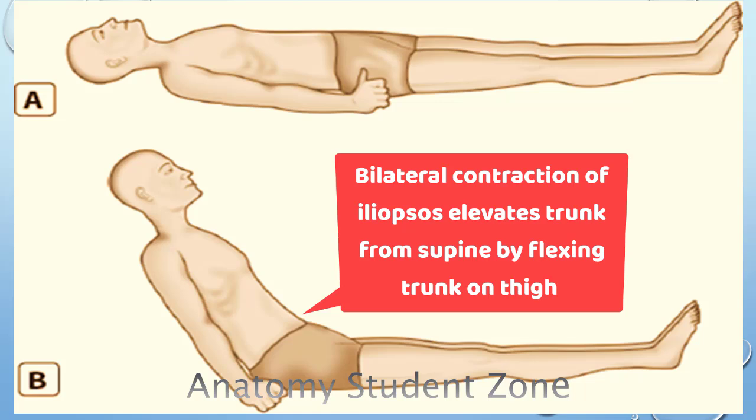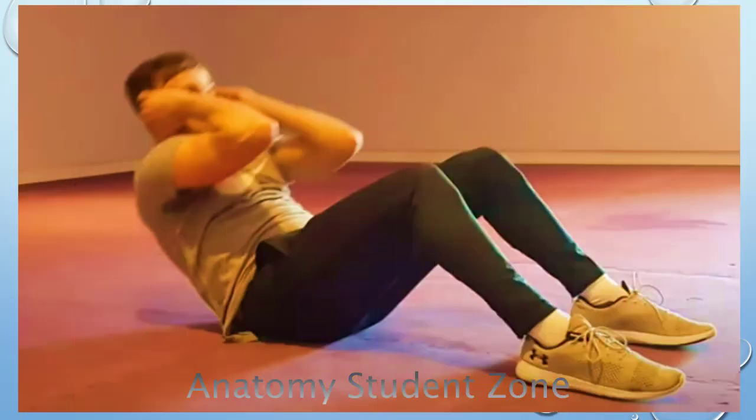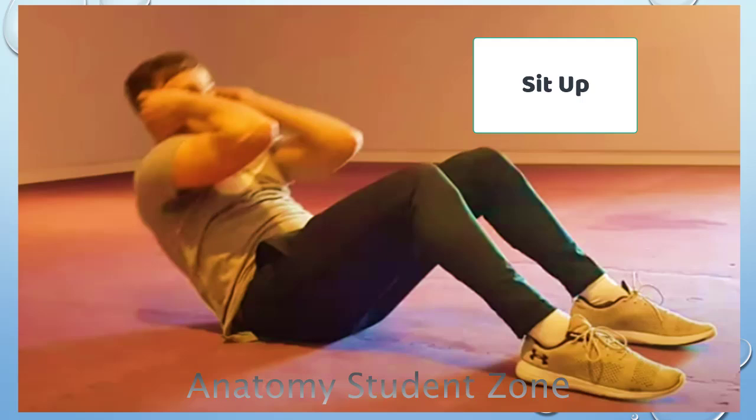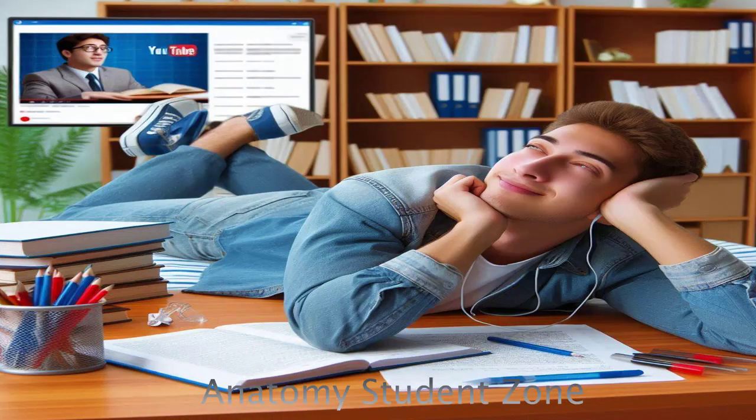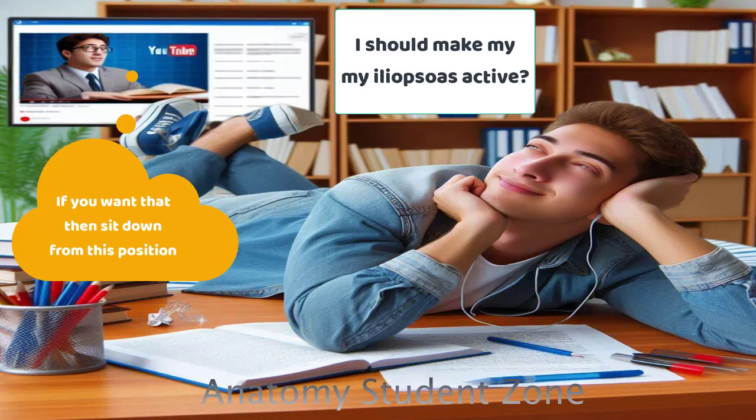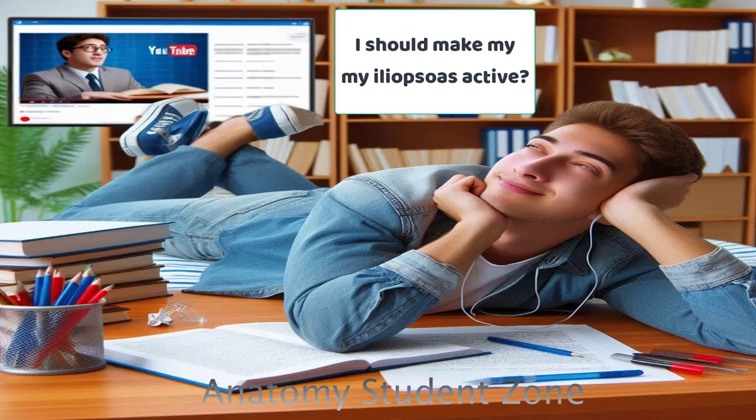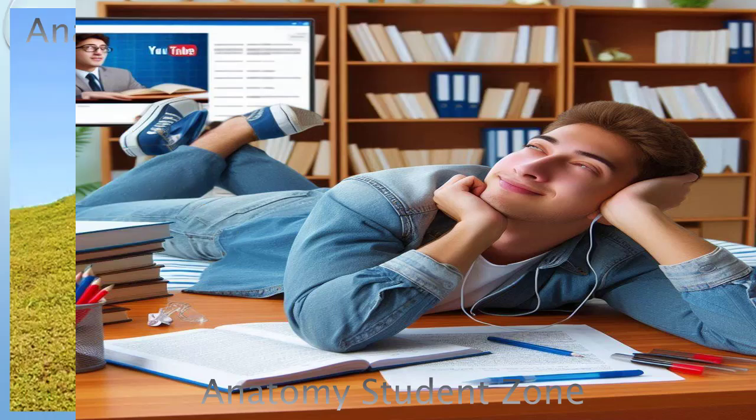So dear friends, have you ever done sit-ups? If not, then start doing this. You are going to contract your iliopsoas bilaterally. Why? Because flexion at the hip joint with the flexed thigh occurs in sit-ups when you perform them. Similarly, if you are lying down right now and listening to this lecture, and you want to sit up from this position, iliopsoas will help you, because it will flex your trunk on your thigh and help you to sit up from the lying down position.